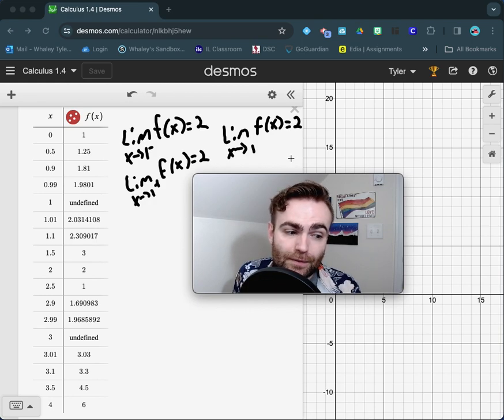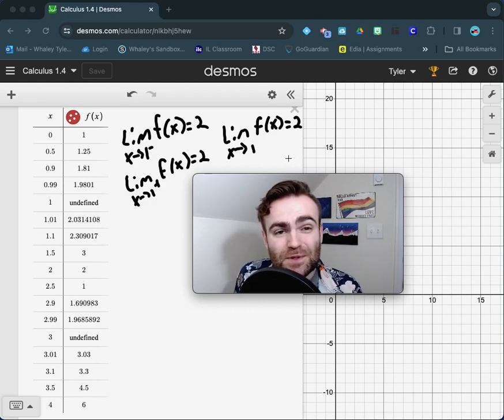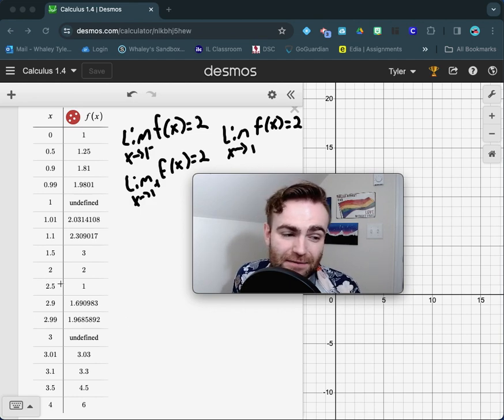Now, unfortunately for 3, the same story doesn't seem to play. If we look at the left-hand side of 3, we can see we go from 2 to 1, and then we go to 1.69 and 1.96. It looks like from these two things here, especially the ones that are really close, the 2.5 is a little far away, but the ones that are really close, it looks like it's getting really close to 2. It looks like it's approaching 2.